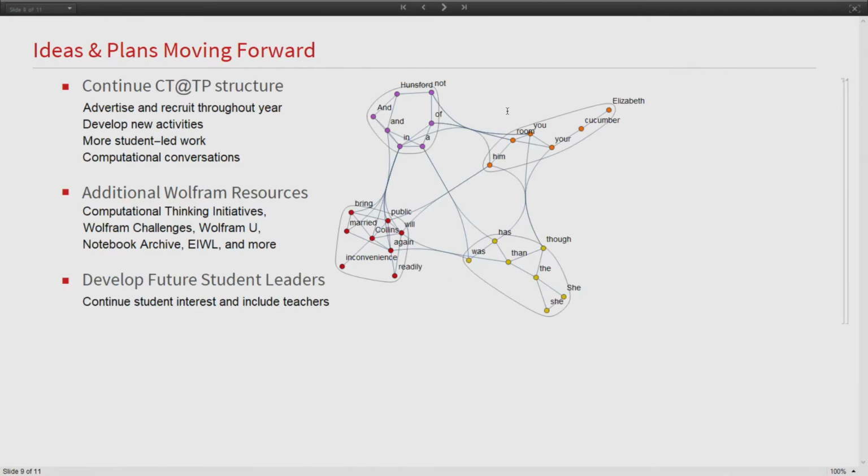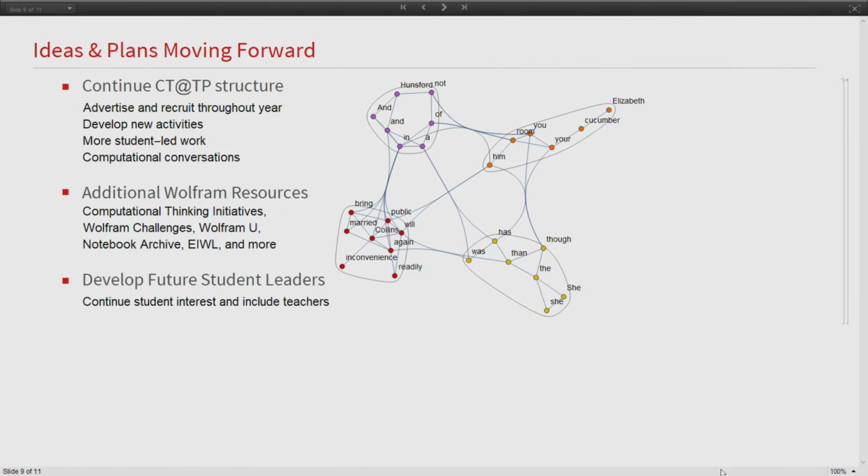Yeah, so I've got lots of ideas, and of course, coming to a conference like this always just means more ideas. But one of the things we want to do is continue to advertise and recruit students throughout the year. It doesn't have to be like if you miss the boat in the first 2 weeks, you can't join us. We want to continue to develop new activities. I want to get more student-led work, so it's less of me doing the instruction and more of the students. Continue doing these computational conversations. Those were some of our most fun and interesting moments last year.